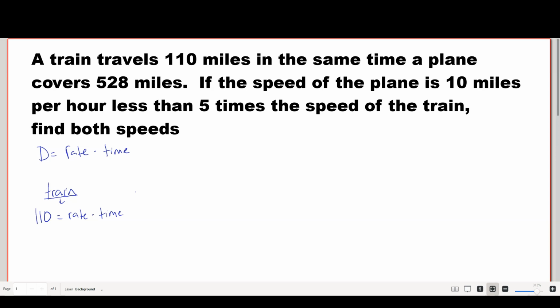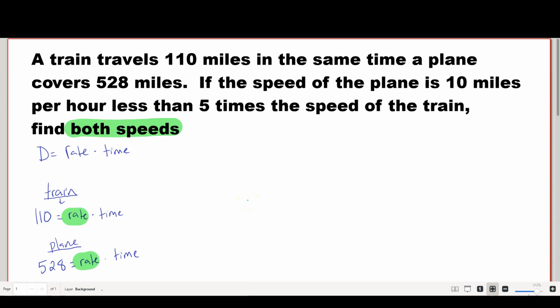You think about the plane, right? We also have the plane. And if we put that into the equation, we know the plane travels 528 miles, and that can be broken up as a rate times a time as well. Okay, so we start there pretty basic, right? So we kind of have two equations, and if you think about what this question is asking for, look to the last sentence there. It says find both speeds. So I'm trying to find the rate of each one of these equations.